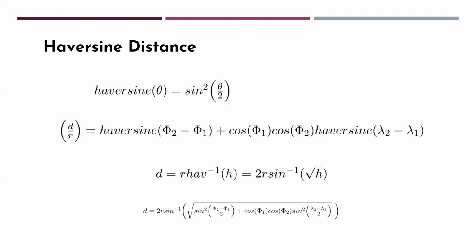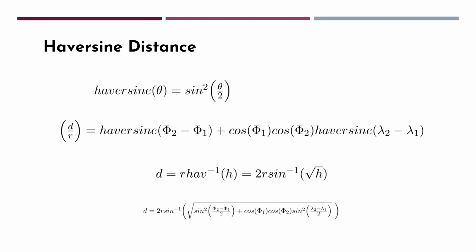The Haversine can be expressed in trigonometric function as haversine is equal to sine square theta by 2. The haversine of a central angle, which is d by r, can be calculated as haversine of (phi 2 minus phi 1) plus cos phi 1 cos phi 2 haversine of (lambda 2 minus lambda 1), where r is the radius of the earth, 6371 km, and d is the distance between 2 points. Phi 1 and phi 2 are the latitudes of the 2 points and lambda 1 and lambda 2 are the longitudes of the 2 points respectively.